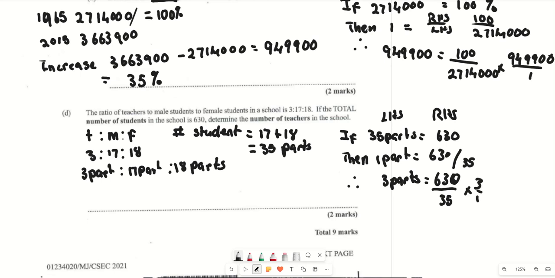Let's do this on the calculator. 630 divided by 35 multiplied by 3 is equal to 54. So how many teachers? There are 54 teachers. And that is how you would do this ratio question. And this is the end of May, June 2021.